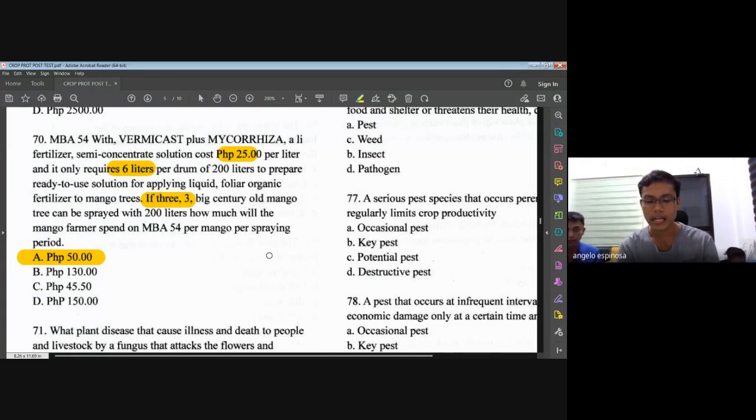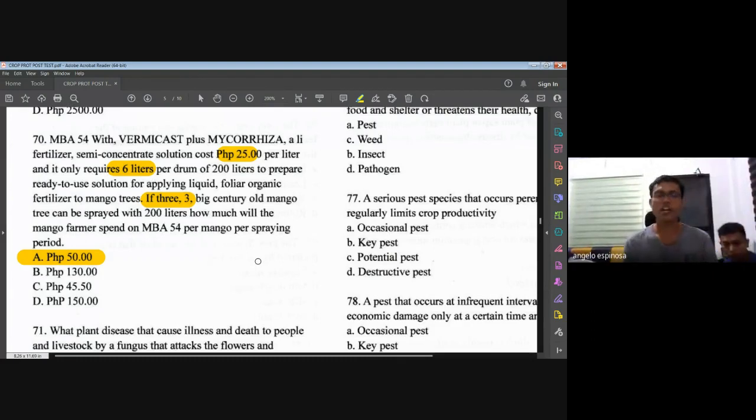So we have 25. Okay, divided by natin yung 1 liter times the 6 liter divided by 1 drum. Okay, times 1 drum divided by the mango 3. Kasi tinatanong kung ilan, kung magkano per mango 3. So now that will give you 150 pesos and divide mo sa 3 mango 3. Okay, and that will give you 50 pesos each of the mango 3. So that's the correct answer.